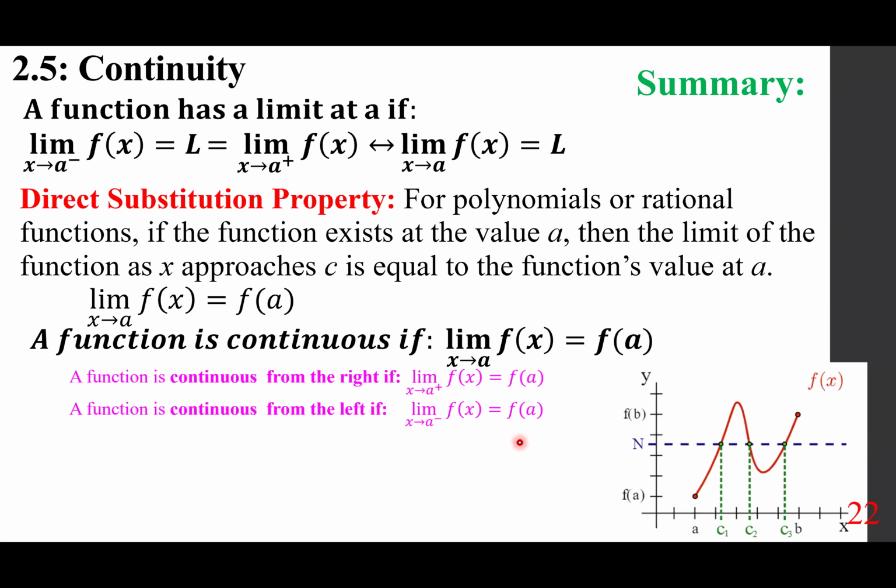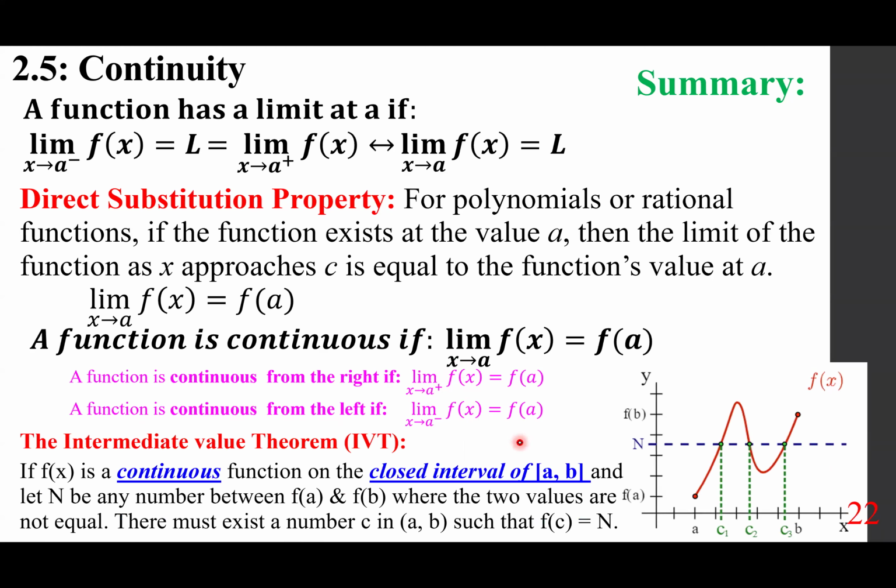The intermediate value theorem, short IVT. If f of x is a continuous function on the closed interval of a to b, so you have a closed interval of a to b, and you have a continuous function, and let N be any number between f of a and f of b. F of a, f of b, and N is some number in between. You can draw a horizontal line, y equals N.